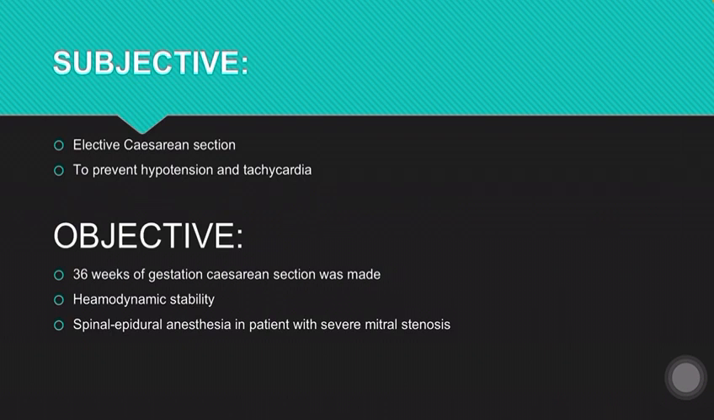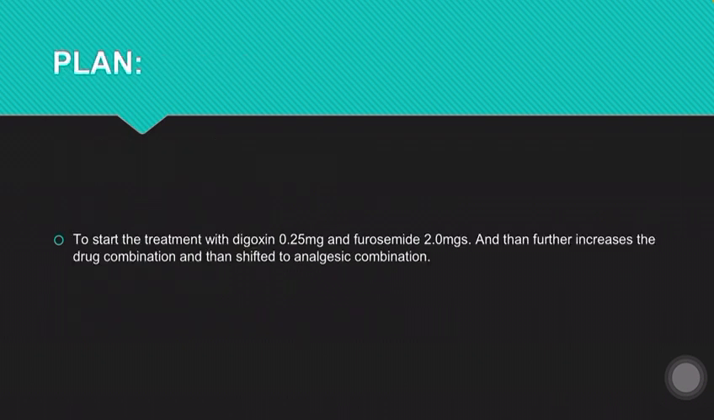Subjective. Elective cesarean section to prevent hypotension and tachycardia. Objective. 36 weeks of gestation, cesarean section was made. Hemodynamic stability, spinal epidural anesthesia in patient with severe mitral stenosis. Plans. To start the treatment with digoxin 0.25 mg and furosemide 2.0 mg, and then further increase the drug combination and then shift it to analgesic combination.